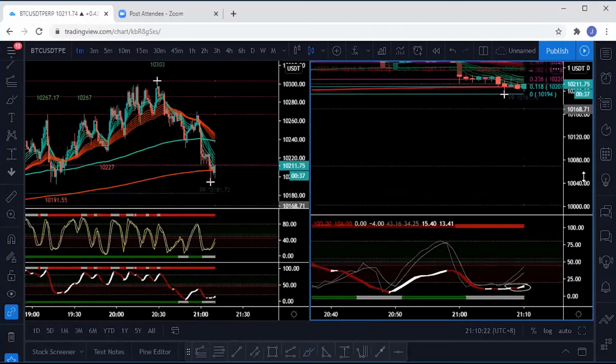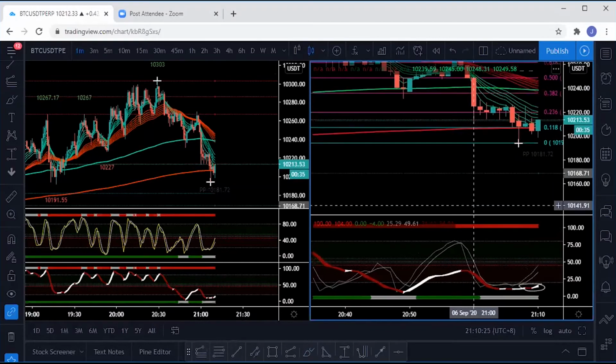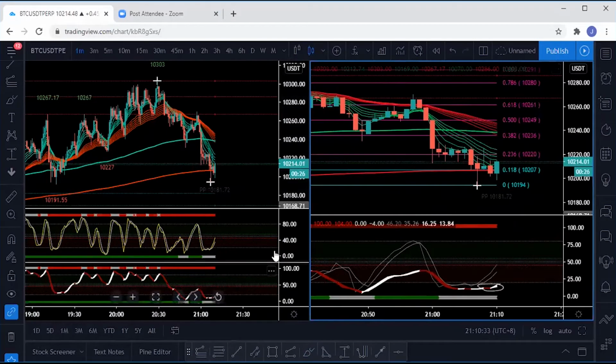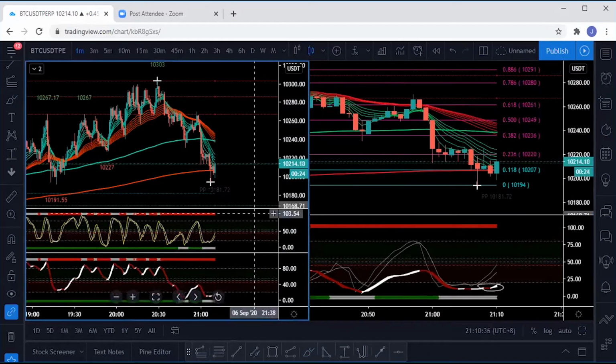Okay, so basically this is a no trade zone. So what are we going to wait for now is our solid green line in our 1 minute time frame. Okay, so this is also a waiting game.